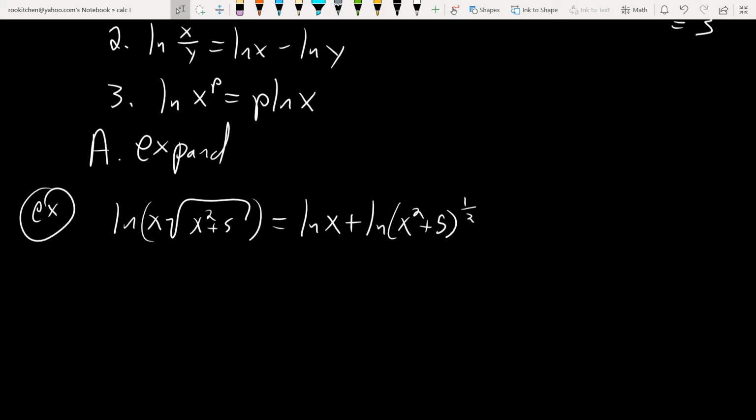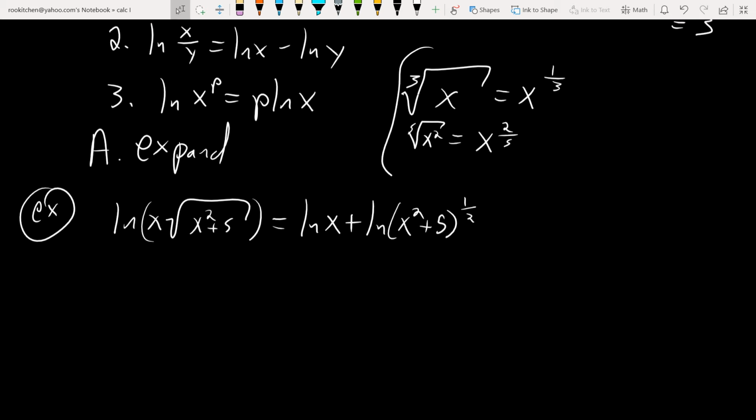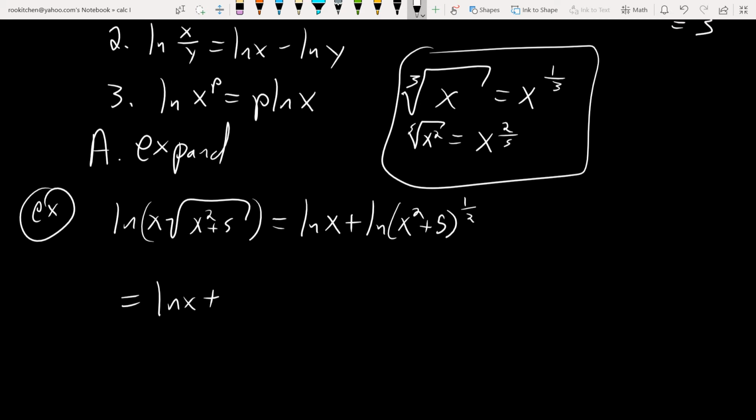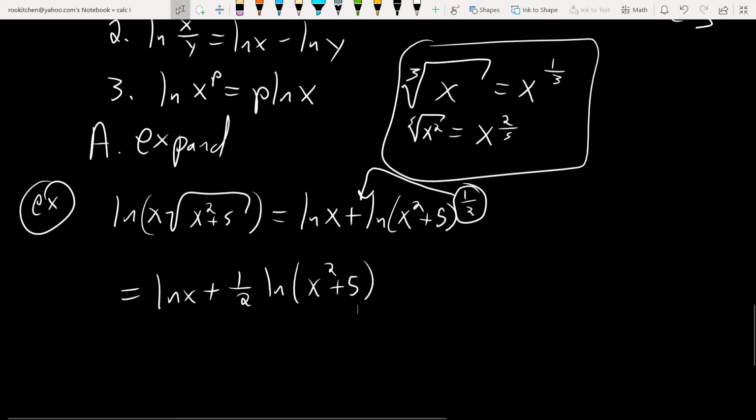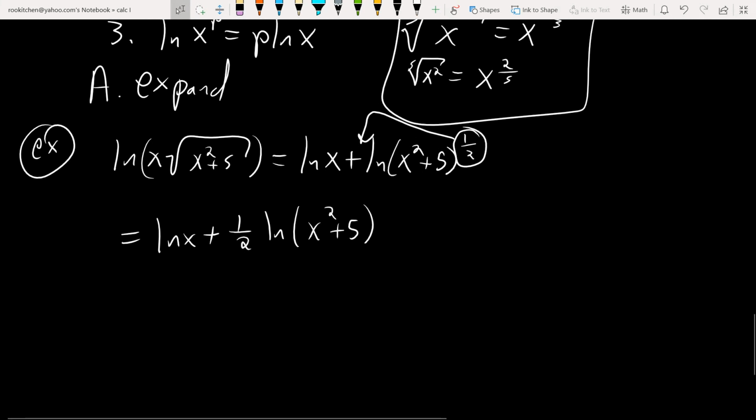Okay. So you can always rewrite, like the cube root of x is the same as x to the 1/3. The fifth root of x squared is the same as x to the 2/5. So we kind of see the pattern of how that works. Okay. Now I can use a power rule and rewrite this as ln of x plus, bring the 1/2 in front, 1/2 ln of x squared plus 5. And then I'm done. Okay, I can't factor that x squared plus 5 into products, so I'm kind of done.